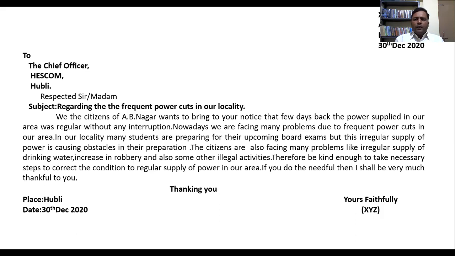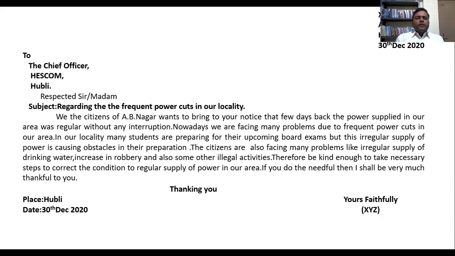So now tell me, where do you write the writer's address? You have to write the writer's address at the upper right hand corner of the letter, like this: XYZ, AB Nagar, Hubli, date is 30th December 2020. As I told you, don't put any comma or full stop between December or 30. We should not put any comma or full stop, right? Write the date directly like this: 30th December 2020.